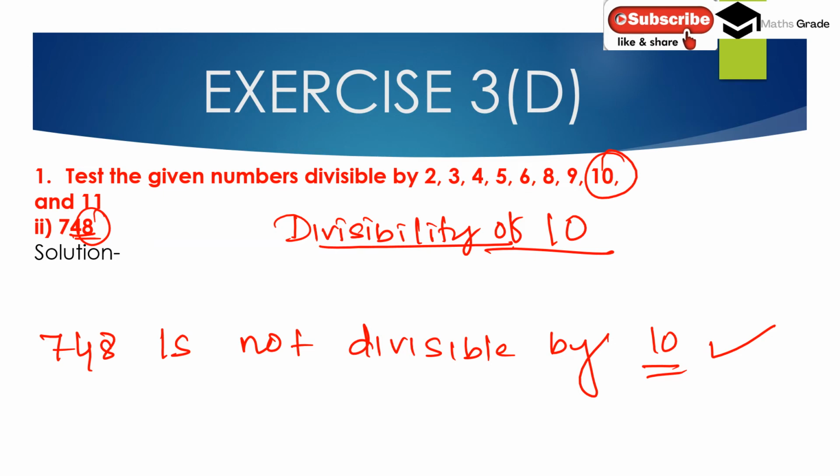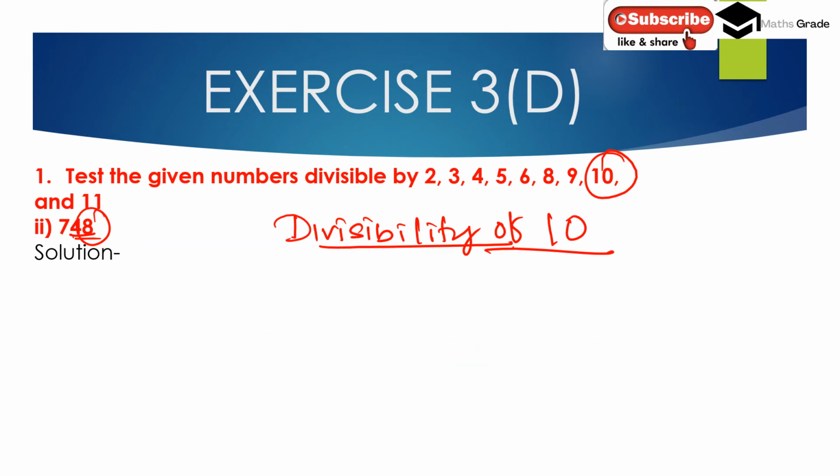Now we'll check whether the number 748 is divisible by 11 or not. We know if the sum of digits at the odd places and the sum of digits at the even places differ by 0 or 11, then the number is divisible by 11. Here the sum of digits at odd places is 7 plus 8, and the sum of digits at even place is 4.